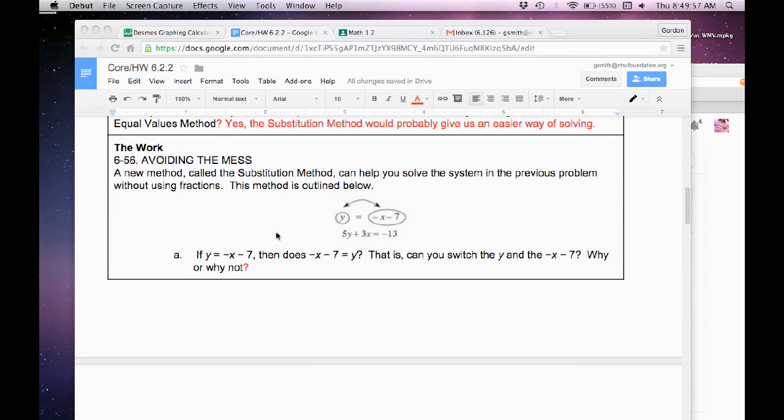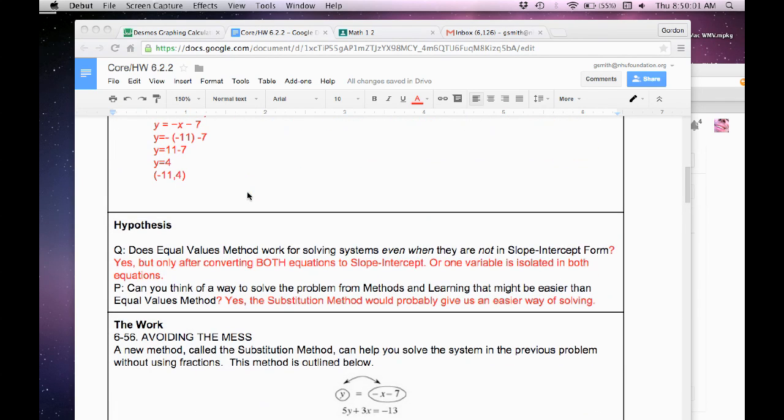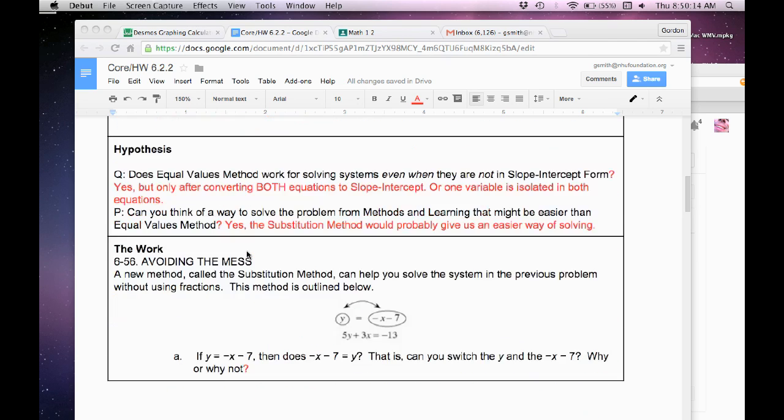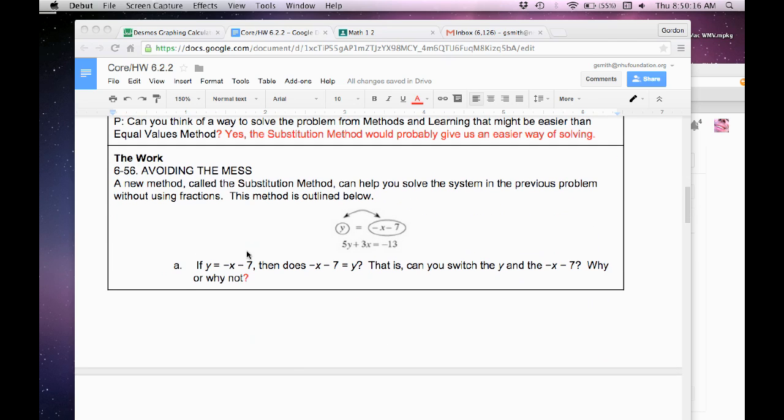Okay, we're going to look at the work, 656, avoiding the mess. If we look back at the problem that we did at the beginning, we used the equal values method, which led to fractions and decimals and lots of opportunities to get confused. So let's see if we can get away from that. A new method called the substitution method can help you solve the system in the previous problem without using fractions. So that's pretty cool. The method is outlined below.